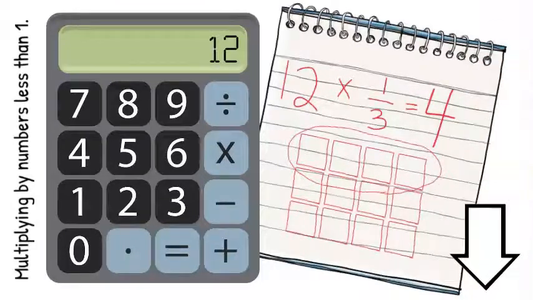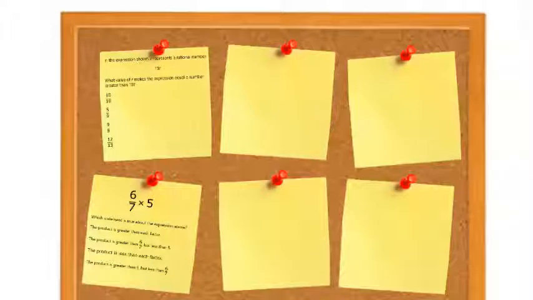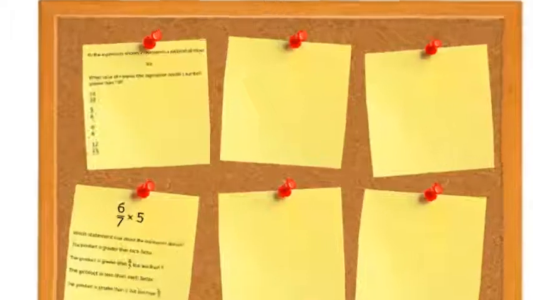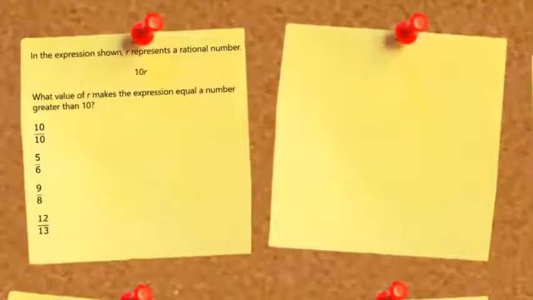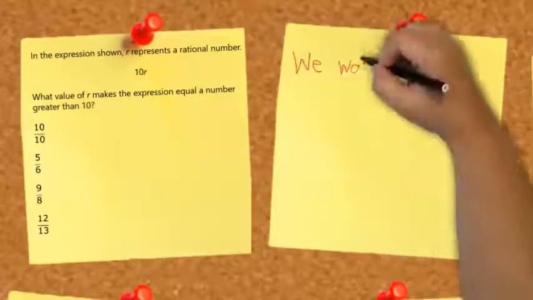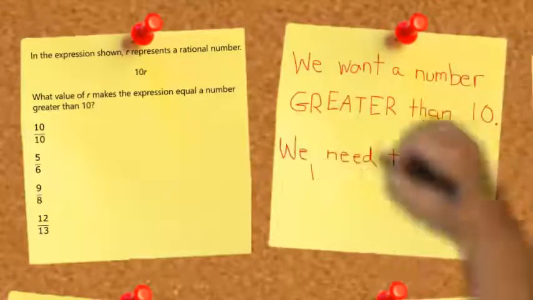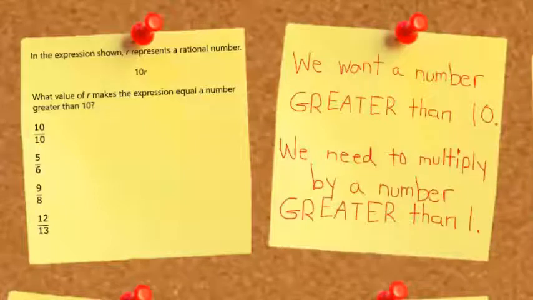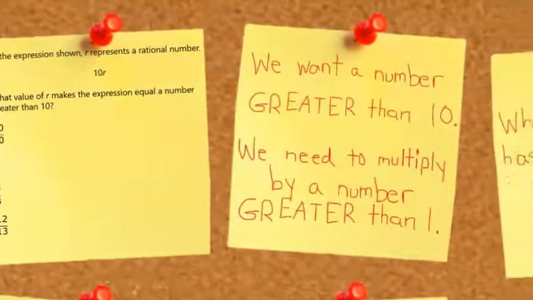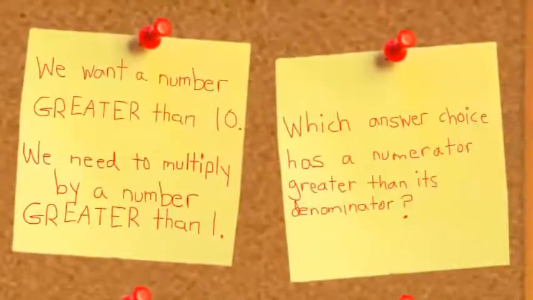Okay, now put your thinking caps on because we're going to try some harder problems. In the expression shown, r represents a rational number. 10r. What value of r makes the expression equal a number greater than 10? Well, since we want a number greater than 10, we're going to need to multiply by a number greater than 1. And since all these are fractions, we're looking for which answer choice has a numerator greater than its denominator.